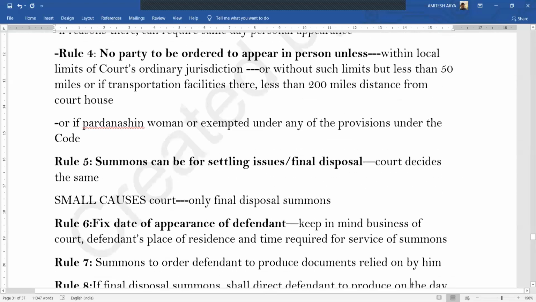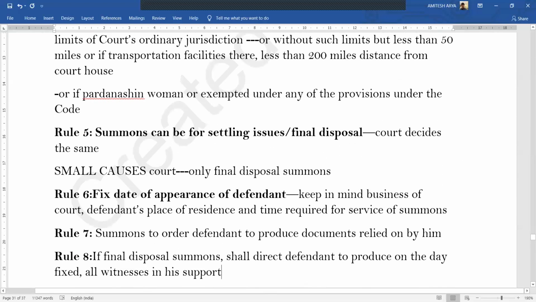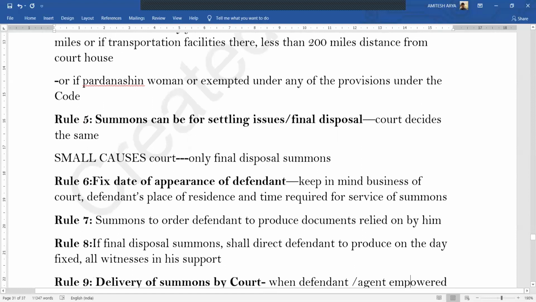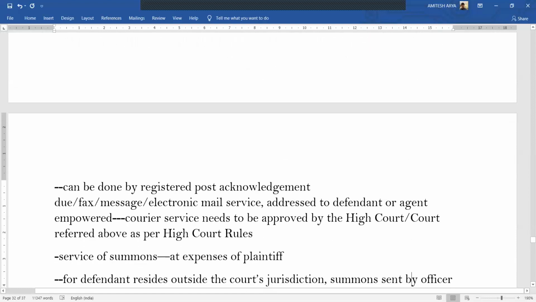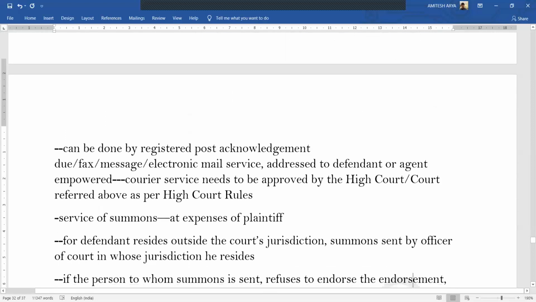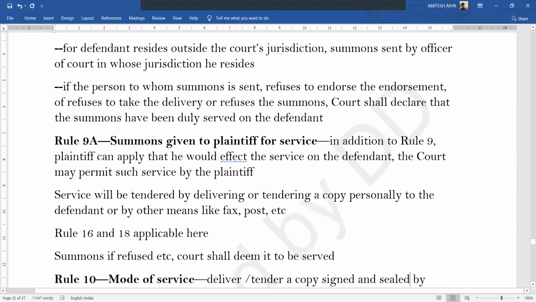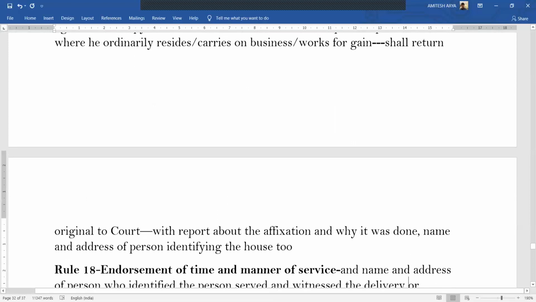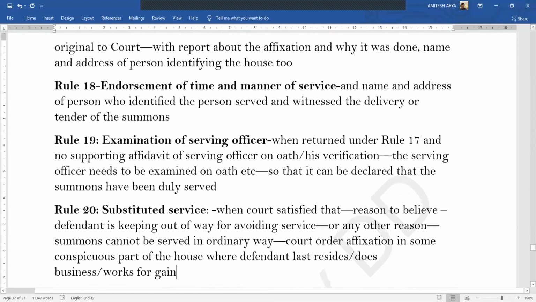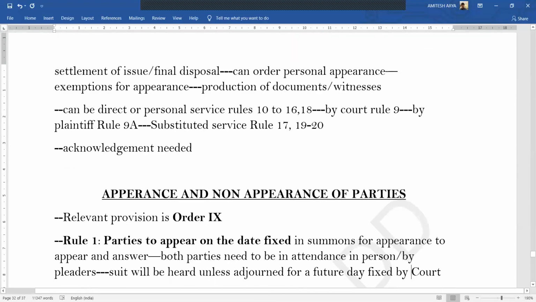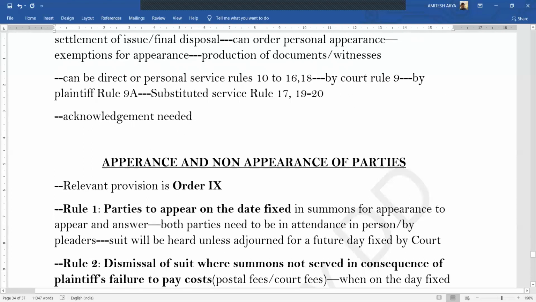Now moving on to the next topic, we moved on from written statement, set off, counterclaim. Now we have served the summons. Now what next? As soon as you ensure that the summons has been issued, the parties have to appear in court. Now we are moving on to the next topic, that is appearance and non-appearance of parties.